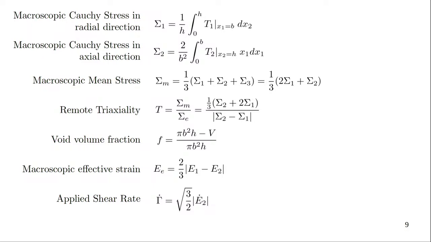Macroscopic effective strain is again a strain, where we are converting a two-dimensional strain. This is kind of similar to the von Mises stress corresponding to that. And then the applied shear stress, this is something which is there for an unvoided section. We will be using it to normalize our plastic strain rates for our voids.